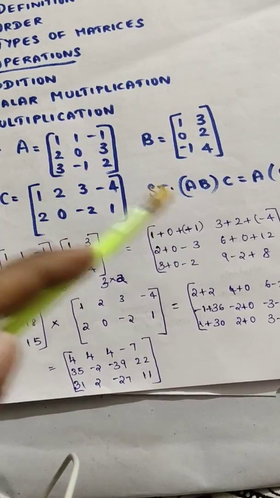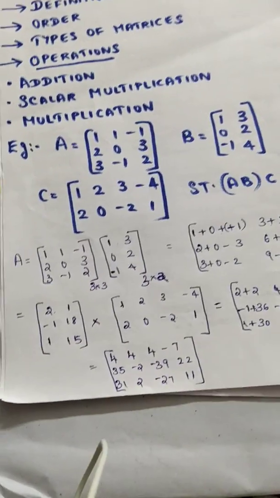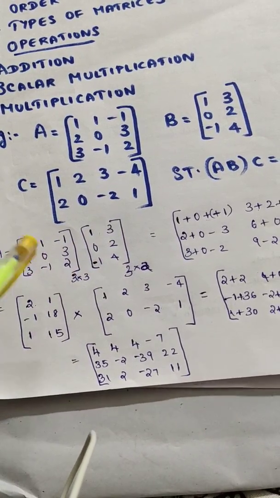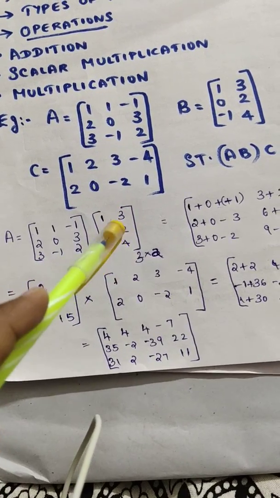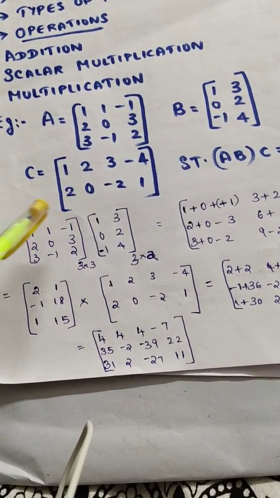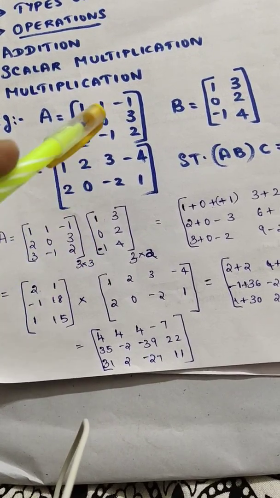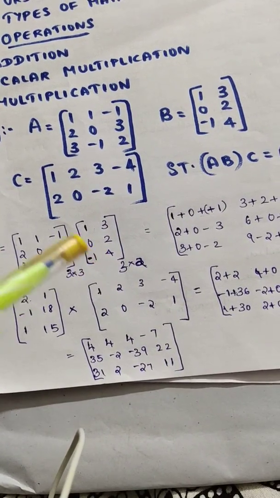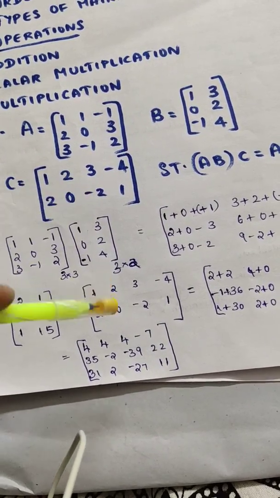So first, let us solve the left side of the equation, AB into C. Let us consider the matrices A and B. A, you can see, is 1 1 minus 1, 2 0 3, 3 minus 1 2. And matrix B we have 1 3, 0 2, minus 1 4. So here, first you will fix a row in the first matrix. Let us fix the first row, and with the first row you will multiply the entire columns of matrix B one by one. Then you will move to the second row and multiply it with the columns in B. Then you will move to the third row, and the third row is multiplied by each column in B.